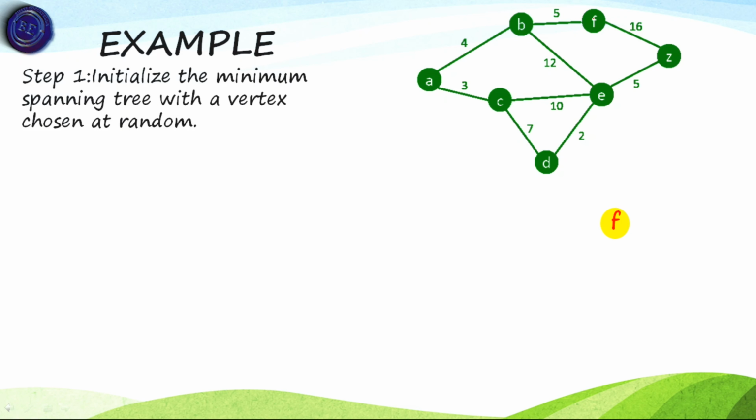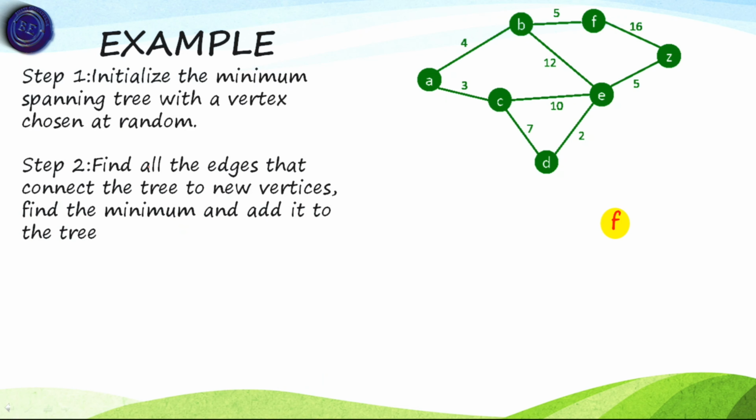After choosing the vertex F, find all the edges that connect the tree to new vertices, find the minimum and add it to the tree. Here F has two edges, so we have to consider the minimum edge. Among 5 and 16, 5 is the minimum edge. So I will connect the vertex B and F with the edge value of 5. In this way it is connected.